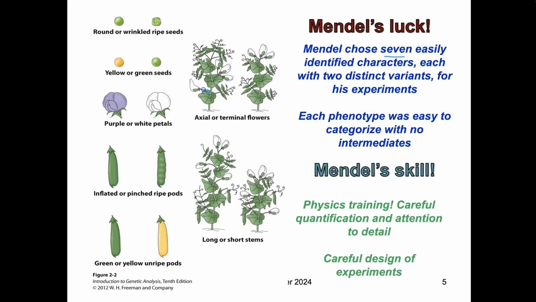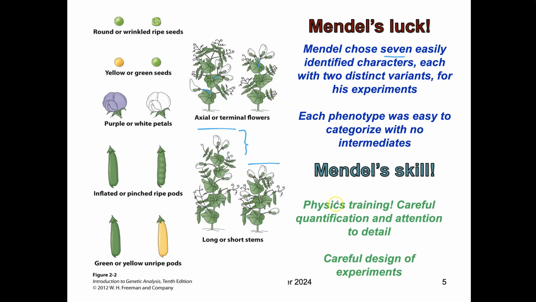Axial flowers, which is the normal, or just terminal, so only on the tip, the growing tip of the plant. And then long versus short stems. Some plants grow to different heights depending on soil nutrition and so on. But there are some plants that are determinate, and that is they grow to a certain height and they stop. And in this case, he could distinguish very clearly tall versus short plants. So those were the lucky aspects of his work.